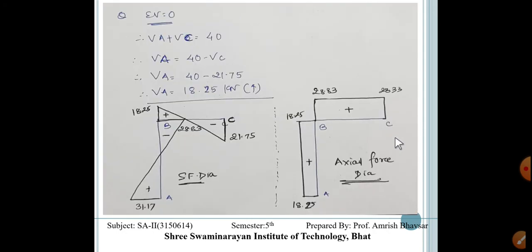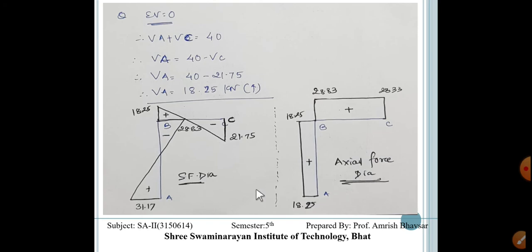Now the vertical is 0. So sigma V is equal to 0. Then we will get VA plus VC is equal to 40, then VA is equal to 40 minus VC. Right. So we will get VA is equal to 40 minus 21.75. So here we have VA, that is 18.25 kilonewton. Now here we have all the vertical reactions, we have all the horizontal reactions. Now we are ready for drawing the shear force diagram as well as the axial force diagram.